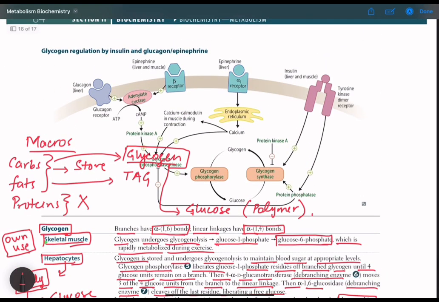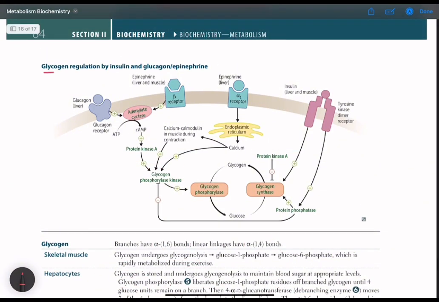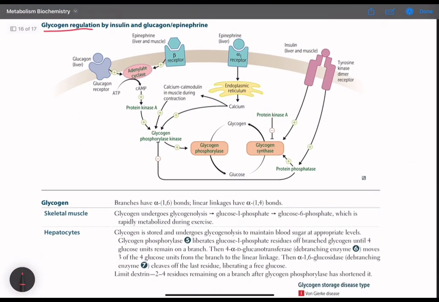Now let's review glycogen regulation, in other words, glycogen synthesis or glycogenesis and glycogenolysis. Glycogen synthesis is performed by the glycogen synthase, and the breakdown of glycogen is performed by the glycogen phosphorylase. So this is the conversion of glucose into glycogen and glycogen into glucose, and the hormones that regulate these enzymes.